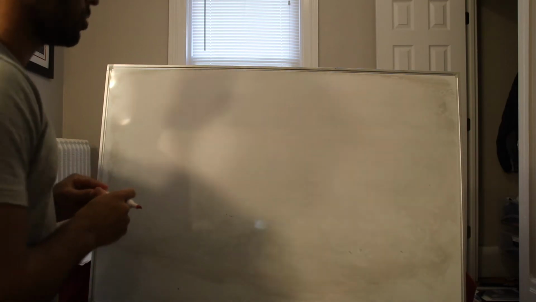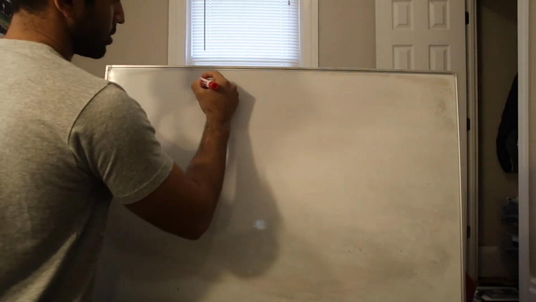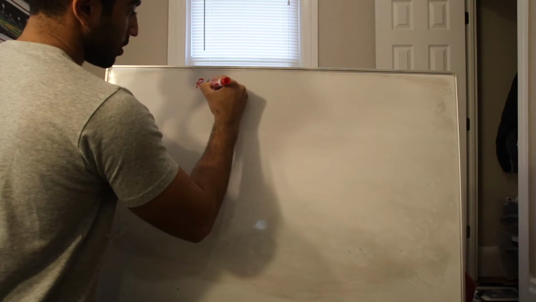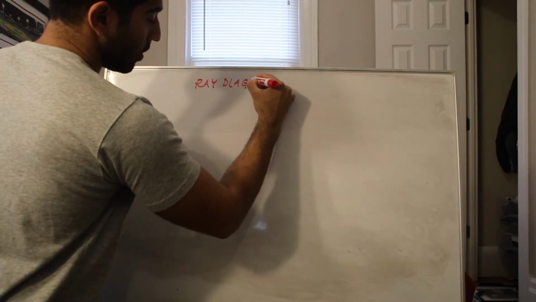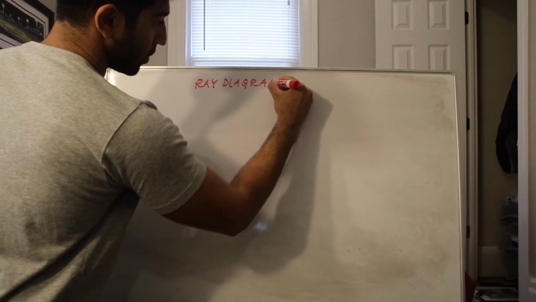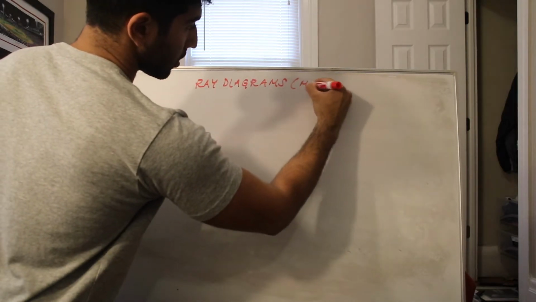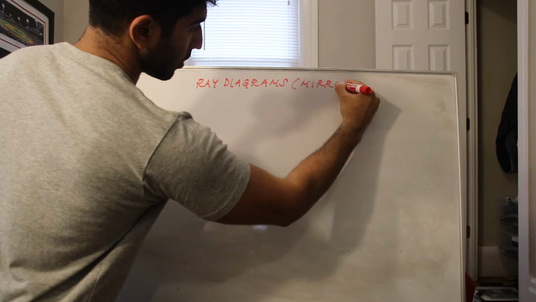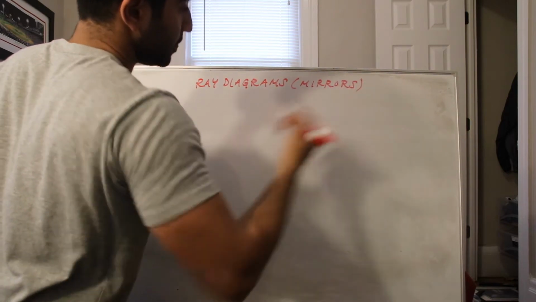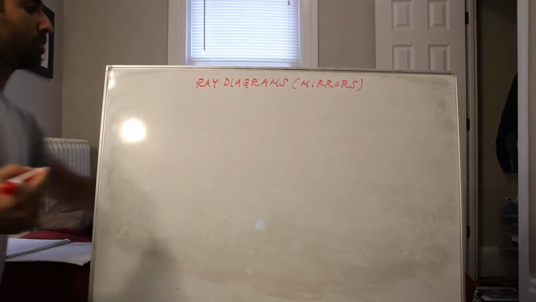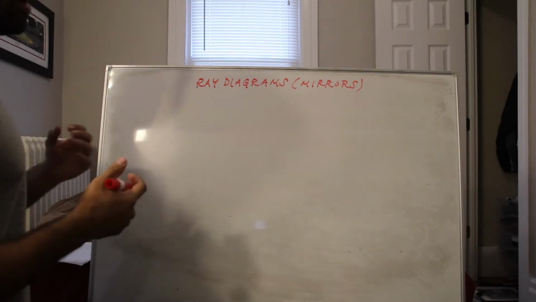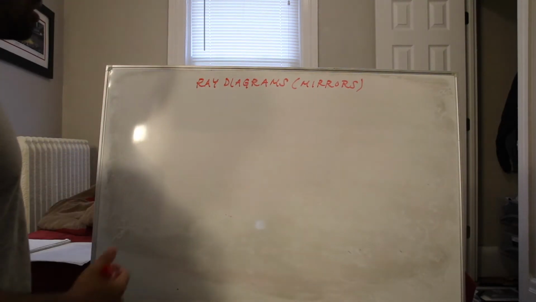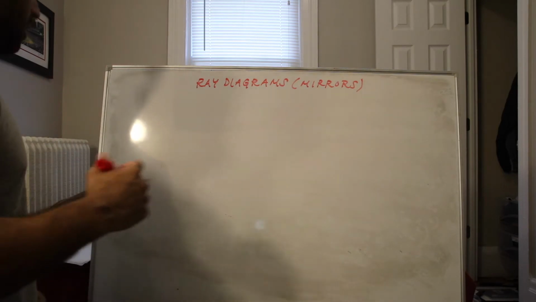Alright, what's up guys? Today I'm going to be going over how to draw ray diagrams for mirrors. And in the next video I'll cover them for lenses, but today we're just going to focus on mirrors. So what are the important things we need to know? I'm going to go over basic formulas, how to draw ray diagrams, and then how the formulas relate to the diagrams we draw, and how to figure out anything you need to know about mirrors.